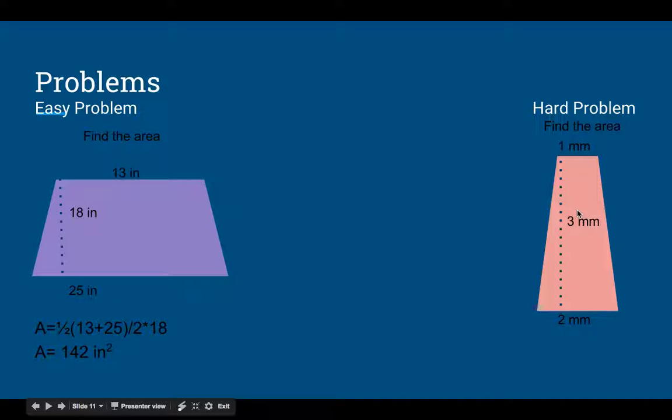And for this one, it's just the same thing. Just because it's a different shape doesn't mean it's any harder. We're just going to plug in the numbers as we did last time. We're going to get A is equal to 1/2 times (2 plus 1) times 3. And so we're going to get area is equal to 4.5 millimeters squared.